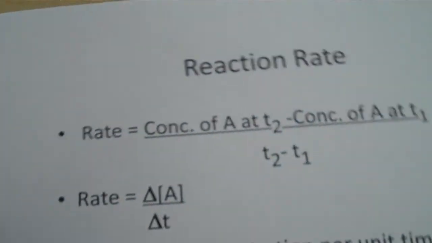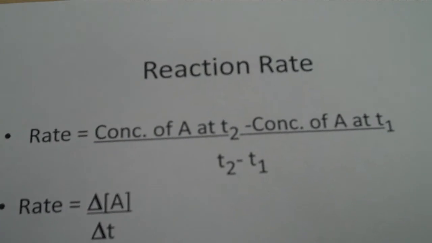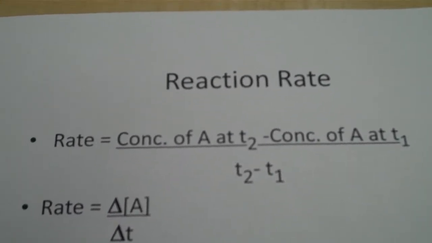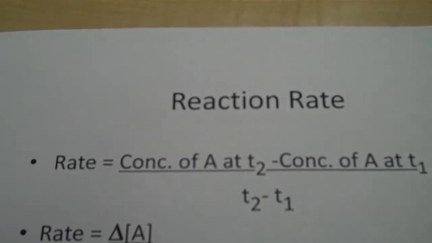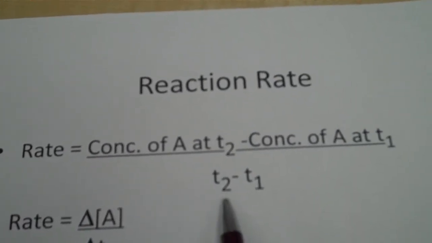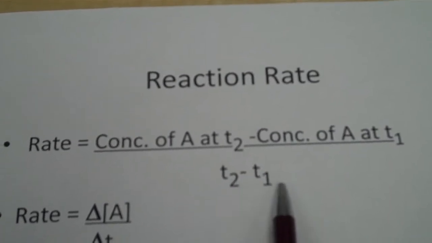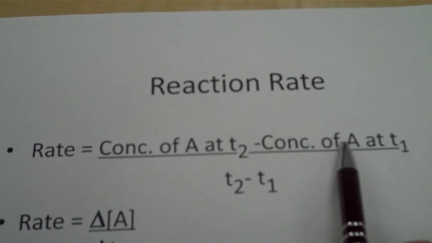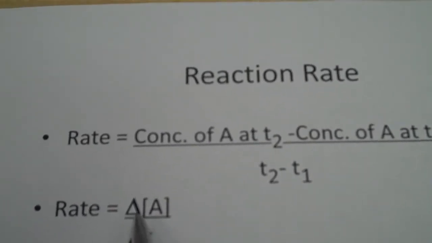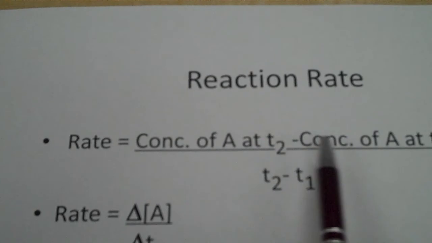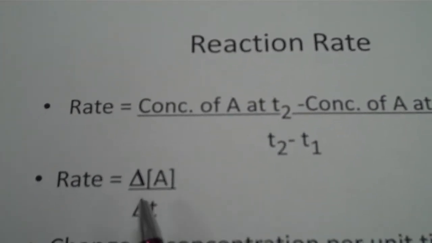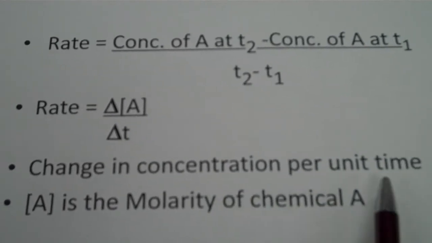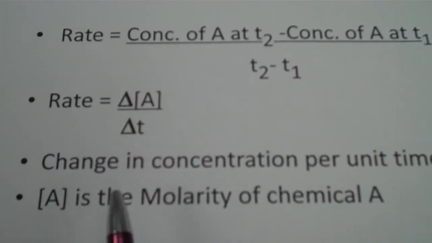Here's an example of a reaction rate. The rate is equal to the concentration of A at time 2 minus the concentration of A at time 1, all over T2 minus T1. We can change these, final minus initial, to a delta. That's all that means. A delta simply means a change. So the final minus the initial. We can also put a delta T on the bottom, which just means a change in time. So it's the change in concentration per unit of time that this rate is referring to.